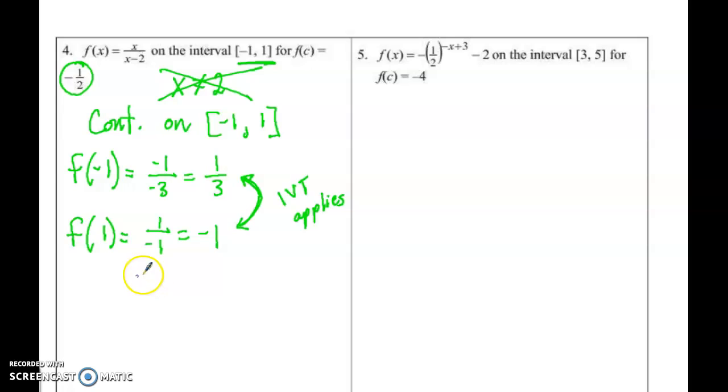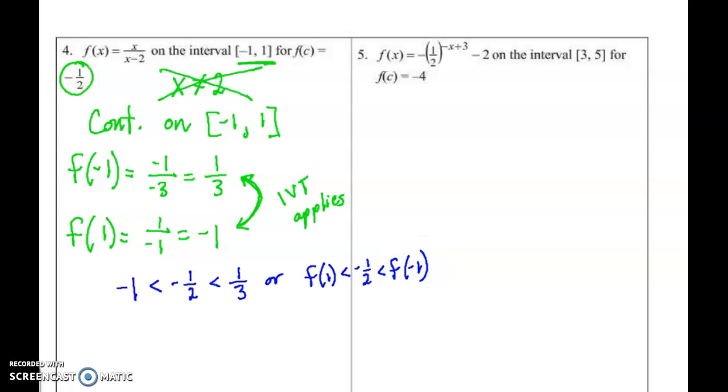So listen closely. You can do one of two different things. You write negative 1 is less than negative 1/2 is less than 1/3, or you could write it f of 1 is less than negative 1/2, which is less than f of negative 1. Either one of these is correct.